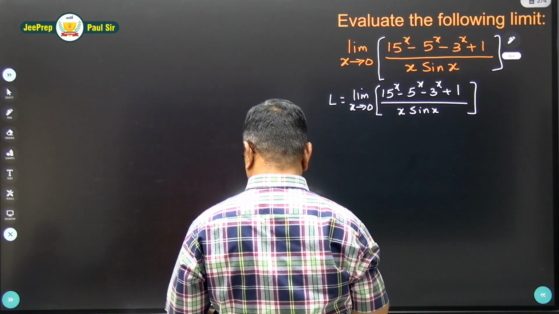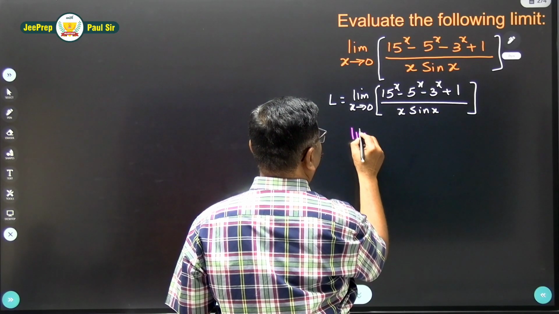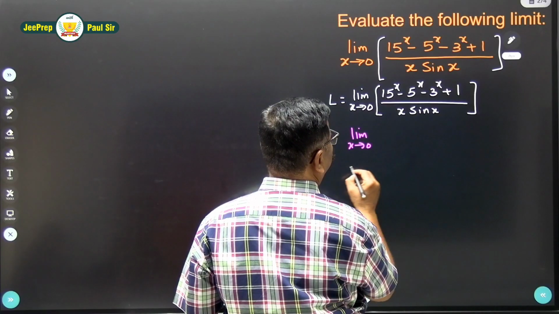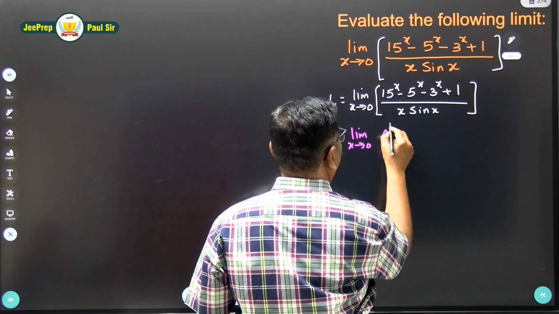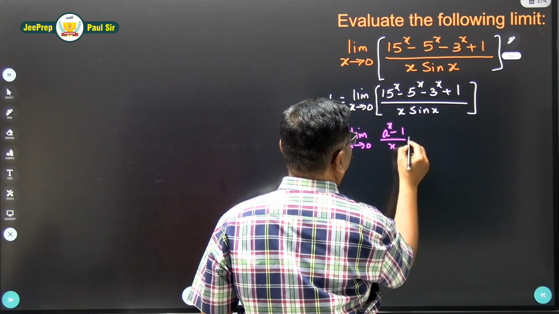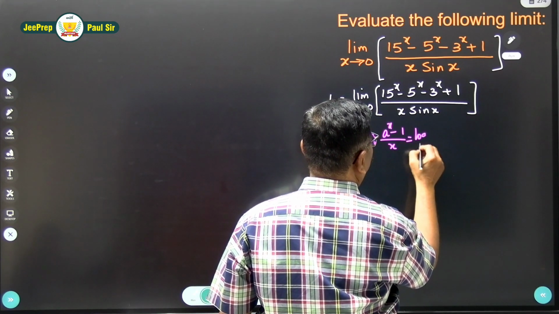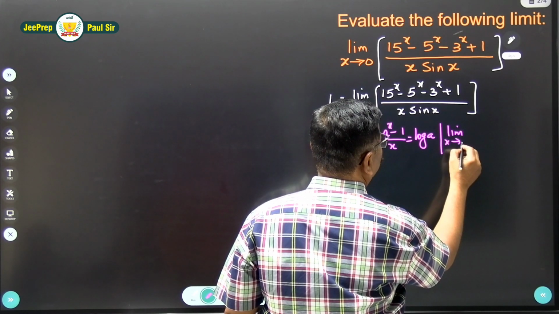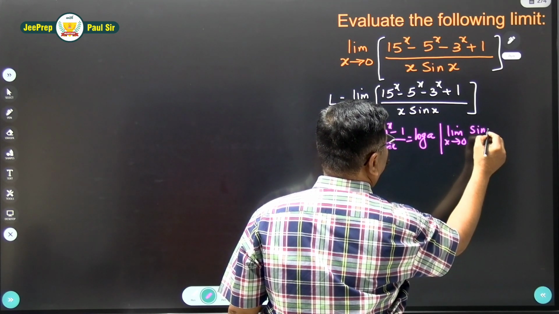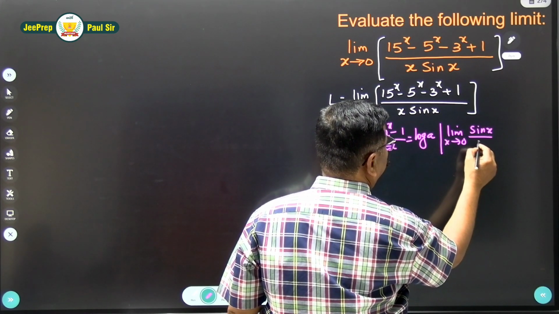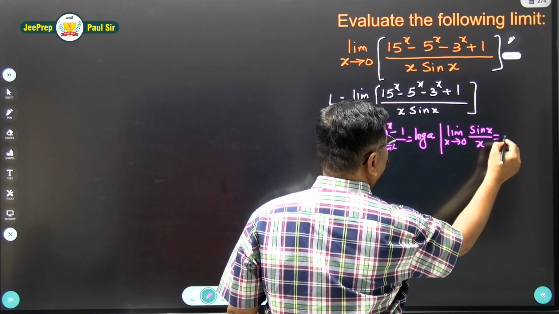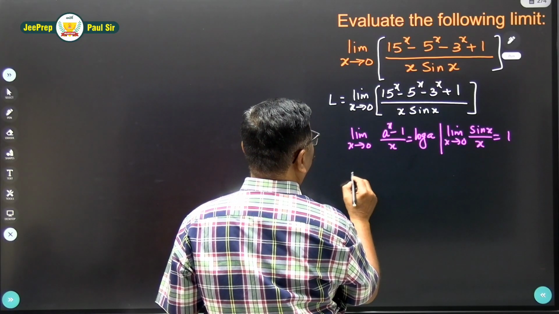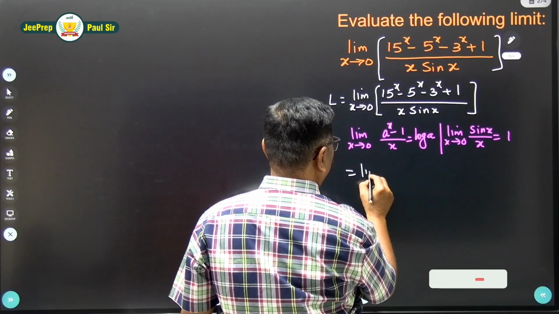Now, we are going to use the formulas of exponential limit, that is limit x tends to 0, a raised to x minus 1 upon x is equal to log a, while another formula that we are going to use is of trigonometric limits, that is limit sin x upon x when x tends to 0 is 1. Now let's evaluate this limit.